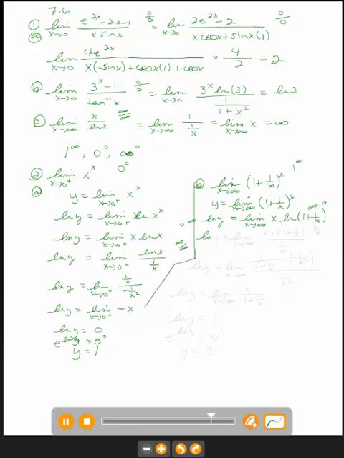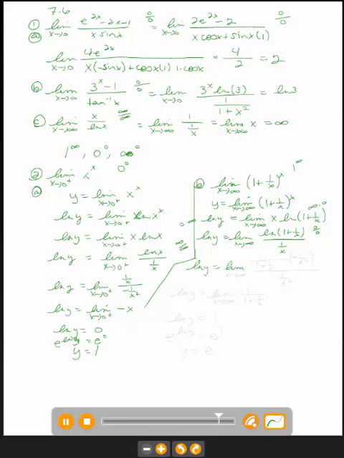So I'm going to rearrange it to make it one of the ones that I know how to do. I'm going to pull the x underneath, so it's going to be natural log of 1 plus 1 over x over 1 over x, which then turns it into a 0 over 0. Is that a 0 over 0? Yeah. So now I can use L'Hopital on it.